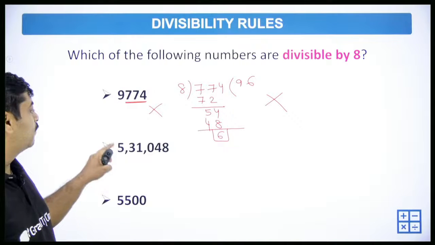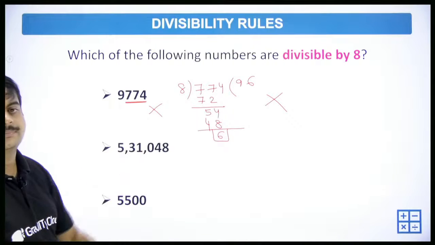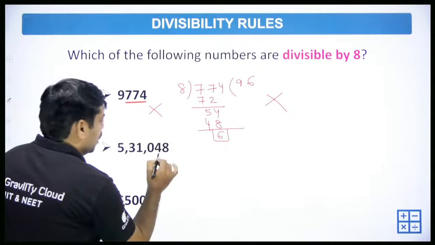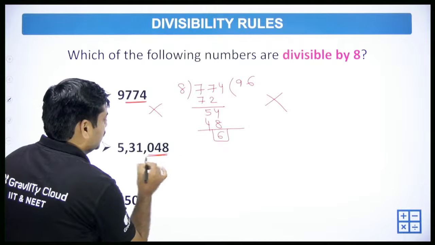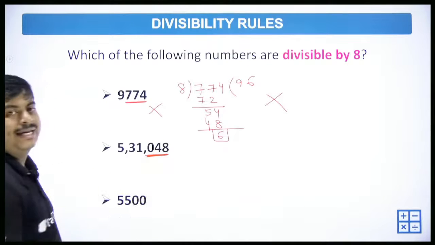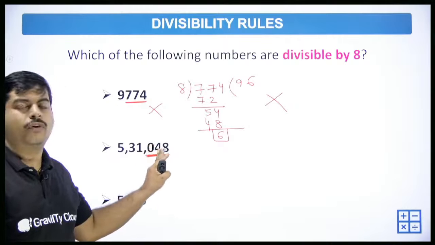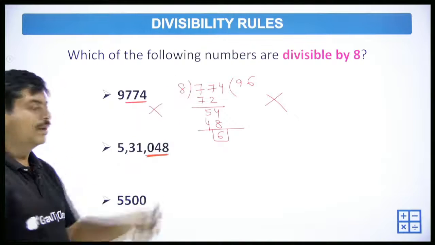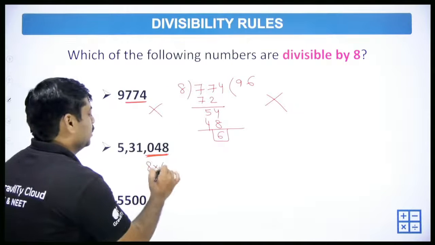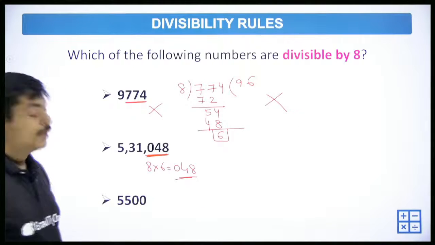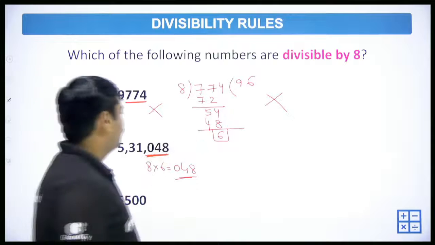Okay. What about this one? 531048. Carefully see here, the last 3 digits 048. Is it divisible by 8? Yes. All that is 0. We are left with only 48. 8 6s are 48. You know that, right? 8 into 6 is 48. Or you can write as 048. Both are same.